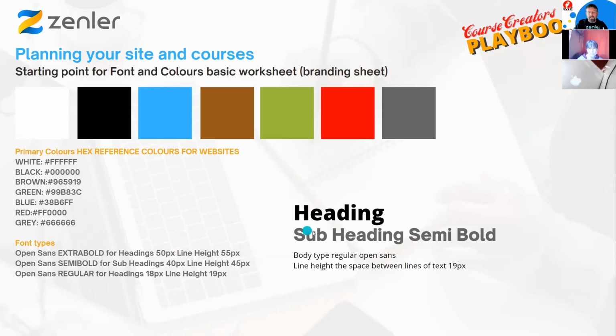So I've got heading here, subheading. The subheading is going to be in this gray color. The heading is going to be in the black, but that could change. If it's in a colored box, I might change it to white. And then I've got my body type as well.